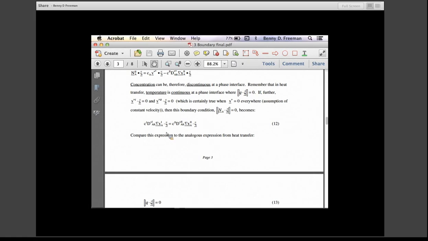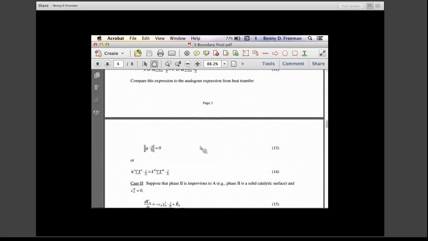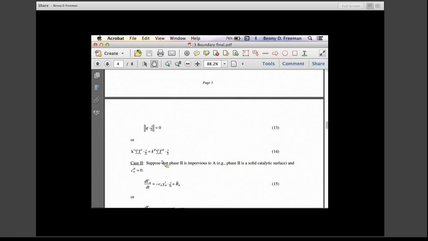And this is entirely analogous to an insulating condition in heat transfer, where the heat flux across a phase interface, not in an insulating wall, but across a phase interface, has to be continuous. You can put that in terms of Fourier's law, as shown here. So you've seen this analogous expression in terms of heat transfer as well.